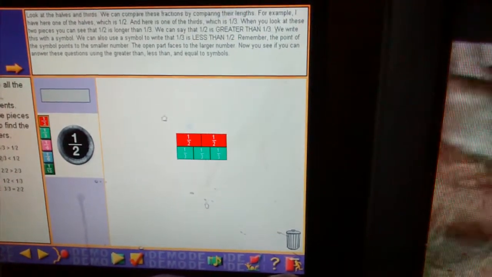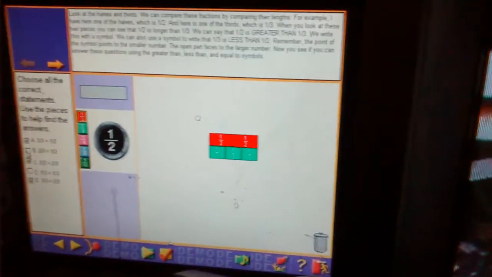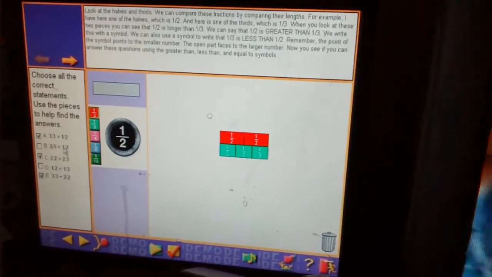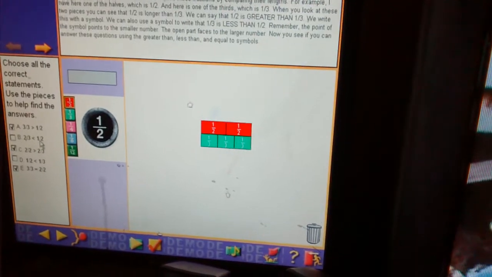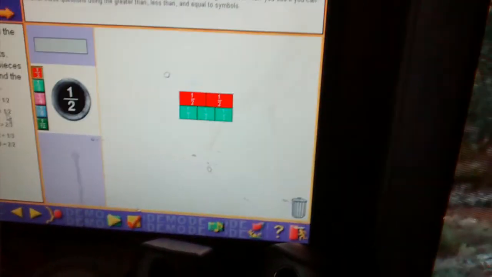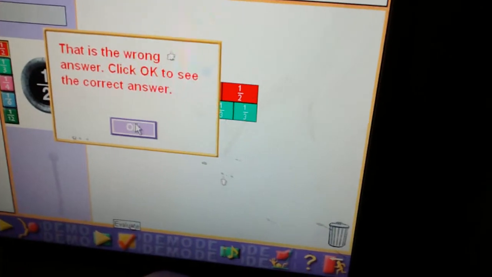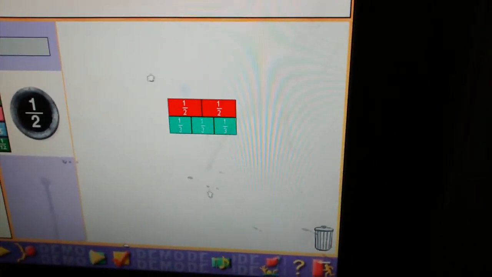1/2 is less than 1/3. Look at the picture if you need some help. 2/3 is less than 1/2. Here's 2/3 right here, and here's a half right here. So that gives you the answer.